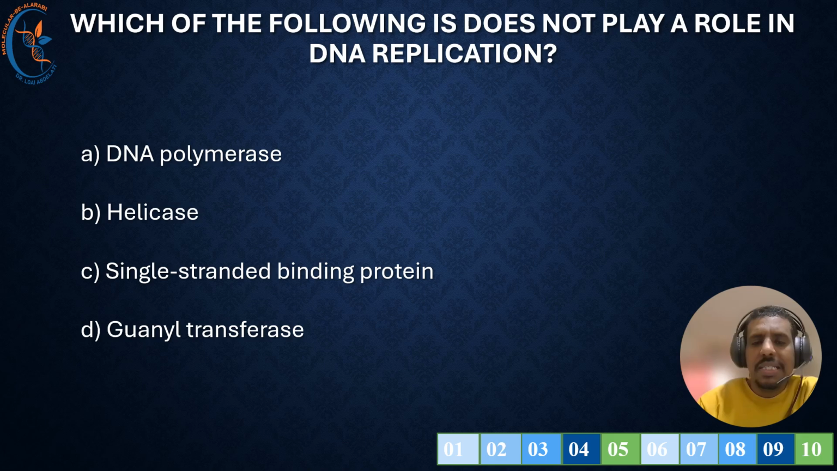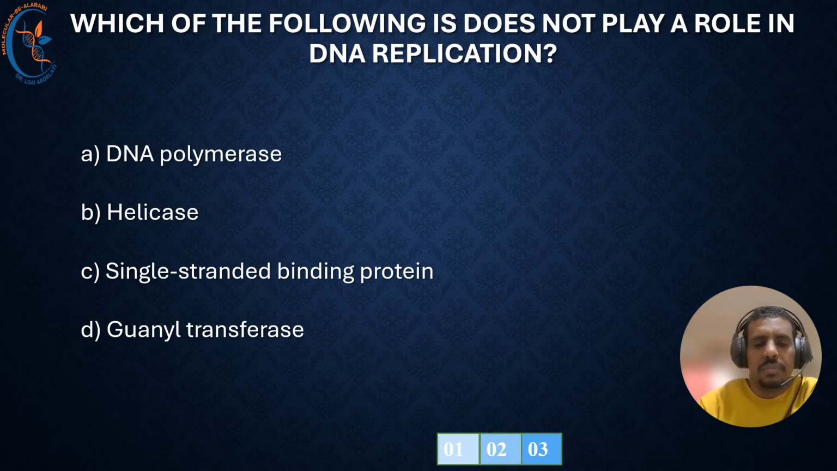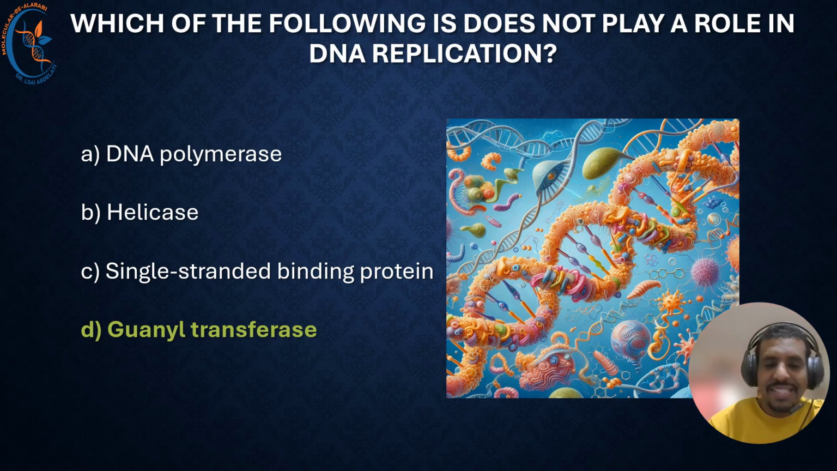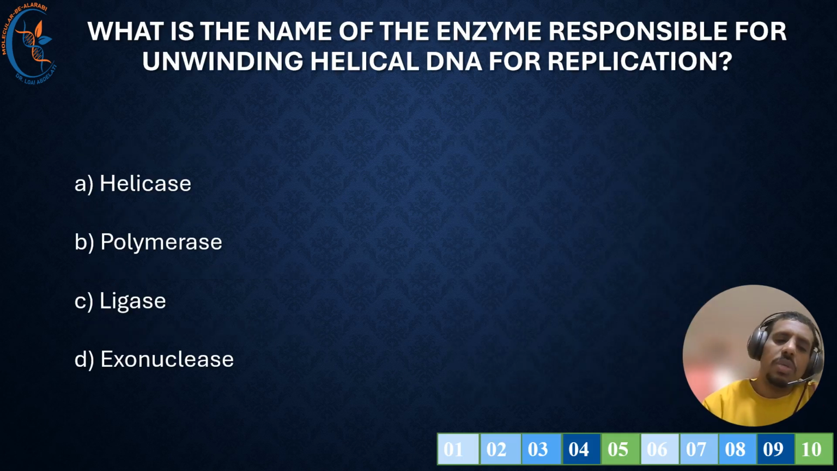Which of the following doesn't play a role in DNA replication? The correct answer is guanylyl transferase. Guanylyl transferase is involved in messenger RNA capping, not in DNA replication. In contrast, DNA polymerase, helicase, and single-strand binding protein are essential for the DNA replication process. All right? Let's move on and see the next question.